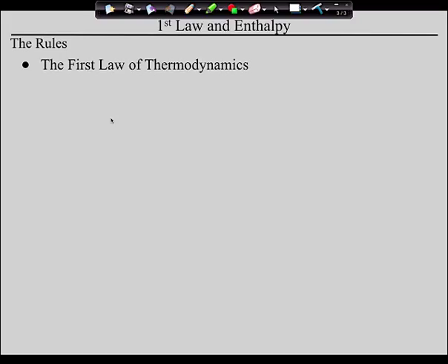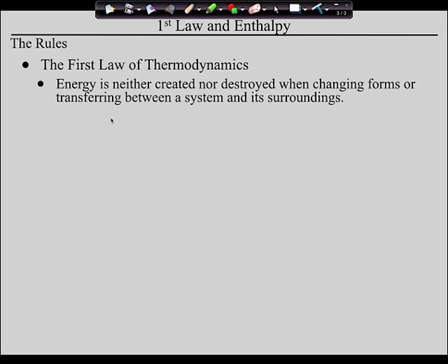So guys, first law of thermodynamics. This is actually an accounting rule. And guys, the accounting goes like this. Energy is neither created nor destroyed when changing forms or transferring between a system and surroundings.